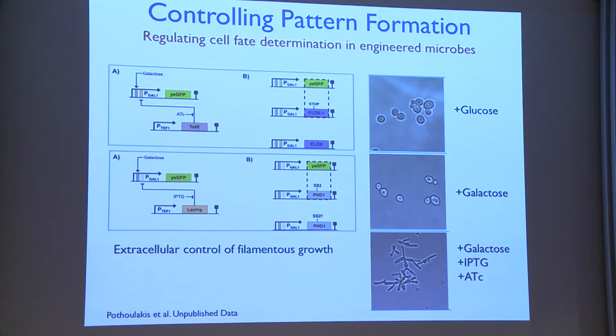And so now we can have extracellular control of filamentous growth, so that these cells, instead of growing and budding off from one another, when we hit them with specific inducers, now grow like this, where they don't leave one another. They grow more elongated with branches coming off. So they're starting to look a little like a branch fractal, but one that we don't have much control over.